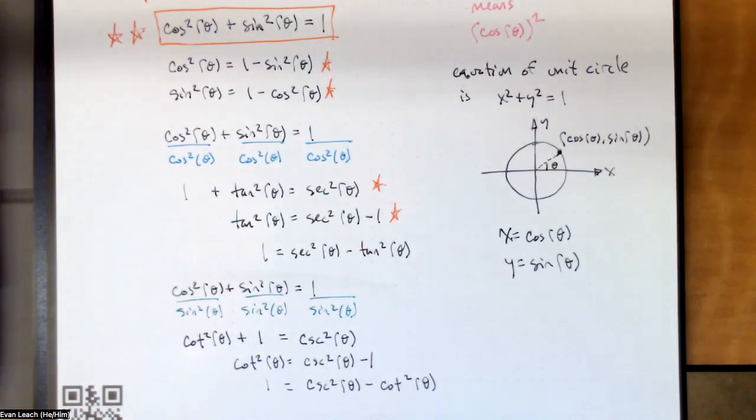If x is cosine and y is sine, then cosine squared plus sine squared is equal to 1. Knowing your equation for the unit circle is x squared plus y squared equals 1, knowing that the coordinates of the point of the unit circle are cosine theta and sine theta will help you remember that cosine squared theta plus sine squared theta is equal to 1. You don't have to memorize these 9, you just have to remember them. Forever, starting now.